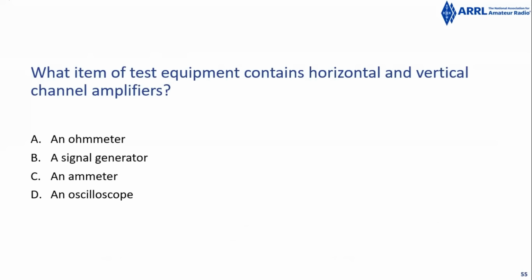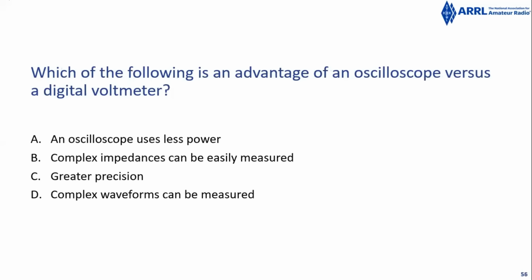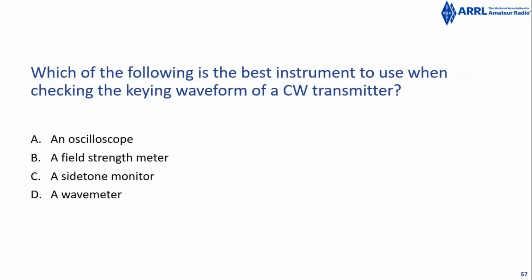And what type of test equipment contains horizontal and vertical channel amplifiers? That would be the oscilloscope. Which of the following is an advantage of an oscilloscope versus a digital voltmeter? You can see complex waveforms on a scope. D. Which of the following is the best instrument to use when checking the keying waveform of a CW transmitter? That would be an oscilloscope.